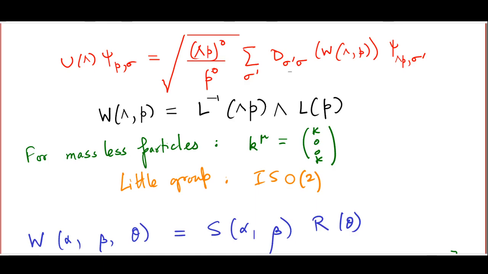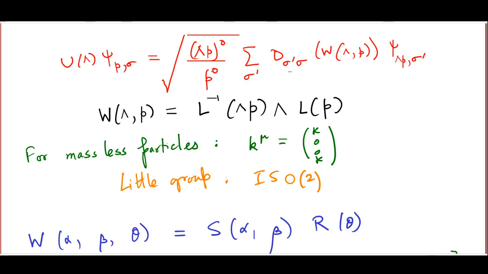Now, we had worked out in the previous part of the lecture that the little group for this particular four momentum happens to be ISO(2), the group of inhomogeneous rotations in a plane, that is, two-dimensional rotations and translations. A typical element in this particular group can be parameterized by three parameters, which we have called α, β, and θ. And W(α,β,θ) can be written down in the form S(α,β) times R(θ).